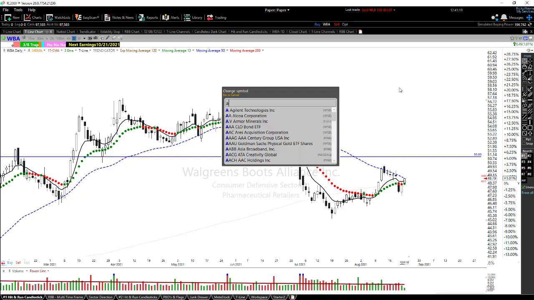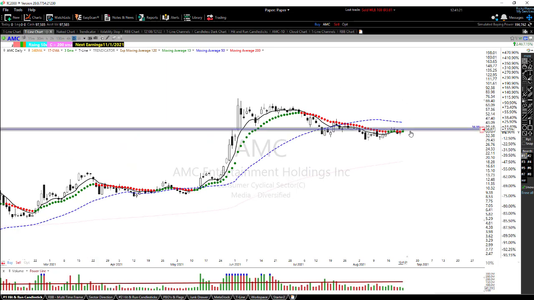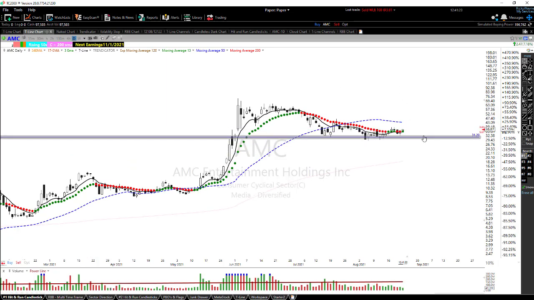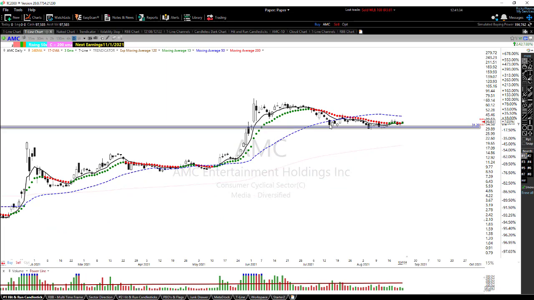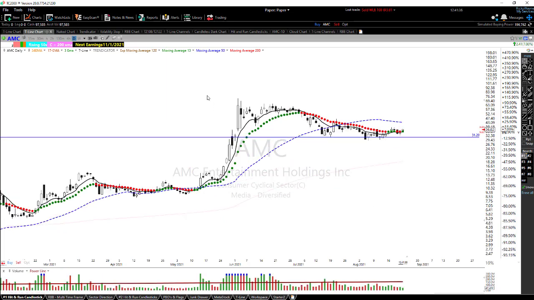Is AMC. Okay. AMC, yeah, I would have to say from past experiences, this looks like a base. Yes, it is. So I'm going to leave AMC right there unless you have another question. But yeah, it looks like it's forming a base. Yes, sir.